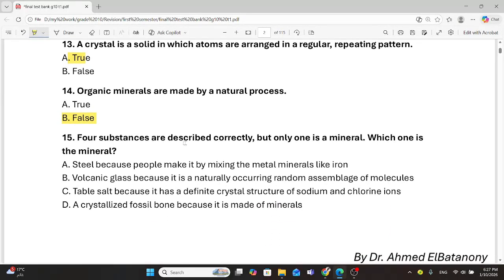Four substances are described correctly, but only one is a mineral. Which one is the mineral? ماشي. هنقول الستيل because people make it by mixing. طيب people ما بقتش كده naturally occurring، يبقى مش الستيل. طيب volcanic glass because it is a naturally occurring random assemblage of molecules. ممكن، ليه لأ. طيب table salt because it has a definite crystal structure of sodium and chlorine.